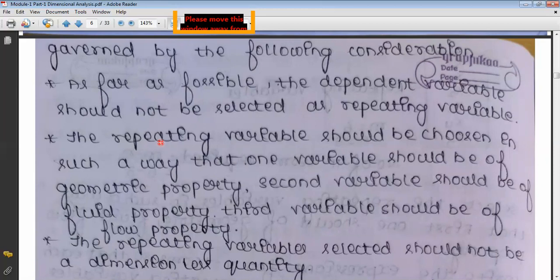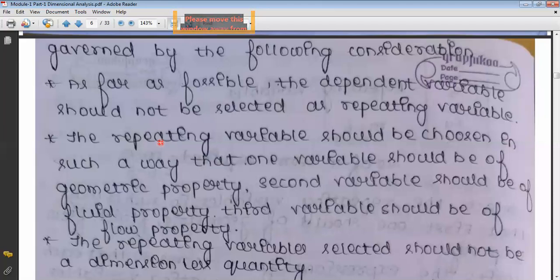The second repeating variable should be of fluid properties. What are different fluid properties? The basic properties you already studied in fluid mechanics, like density, viscosity, surface tension. Among these different fluid properties, you can select any one as the repeating variable. Either you can select density or viscosity, or you can select surface tension. If all three variables are given, you select any one. Usually we select density as the second repeating variable.